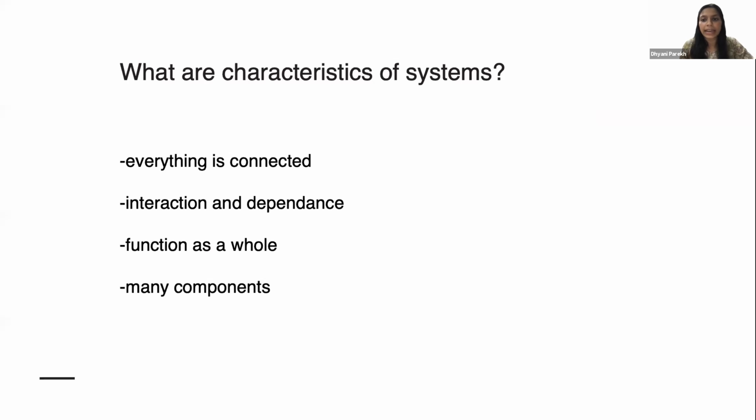So what are the characteristics of systems? What are the basic keywords and ideas to keep in mind when we're looking at systems? So the first thing is, everything is connected. A simple example of that is someone in another country ate a bat and now everyone is wearing masks. This is a system that is completely connected.